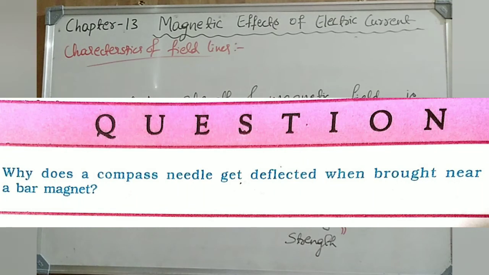There is one in-text question here. Why does a compass needle get deflected when brought near a bar magnet? In the third activity, we observed this kind of experiment. The needle of a compass is nothing but a small bar magnet, right, which has two ends. One is north and another one is south. When it is brought closer to the bar magnet, its magnetic field interacts with the bar magnet. So the main point we need to remember here is that the interaction between that needle and the bar magnet takes place. Therefore, the compass needle shows a deflection when brought near the bar magnet.